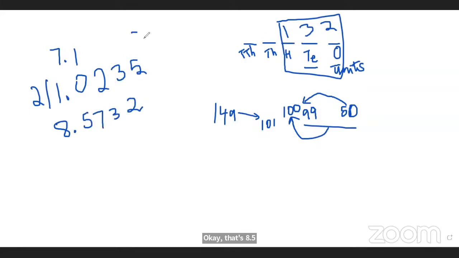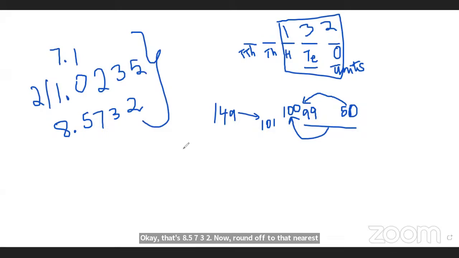8.5732. Now round off to the nearest tenth place. I hope you know what is called tenth place. Tenth place is different from tens place. Tenth place is after the decimal. The first number is called tenth place, and ones place or tens place is on the left side before the decimal. Are you clear with the words tens place and tenth place? After the decimal, the first number is called tenth place. Are you clear with that?